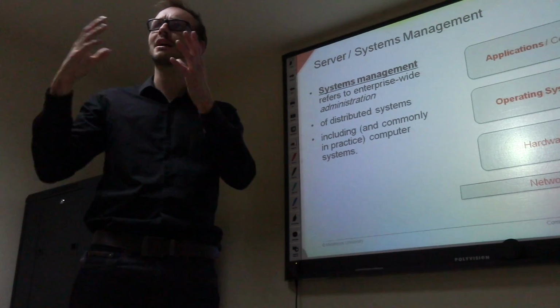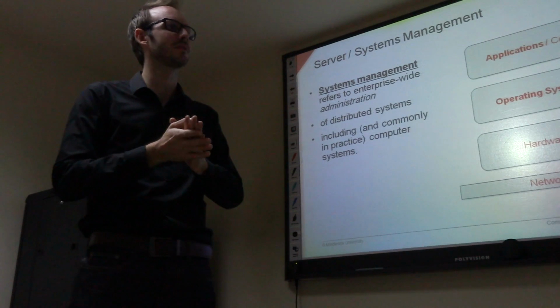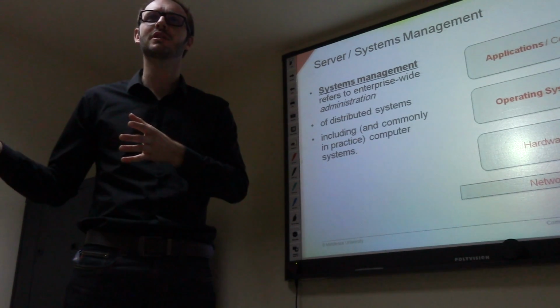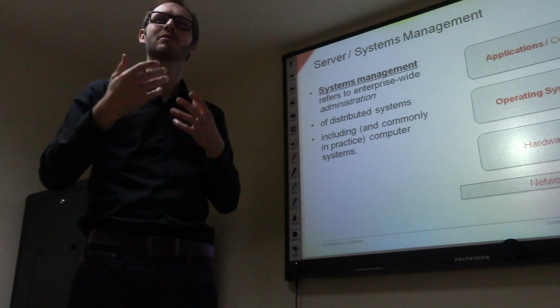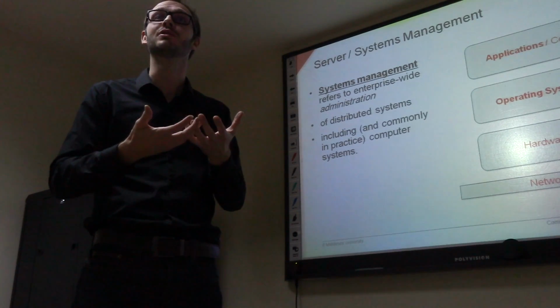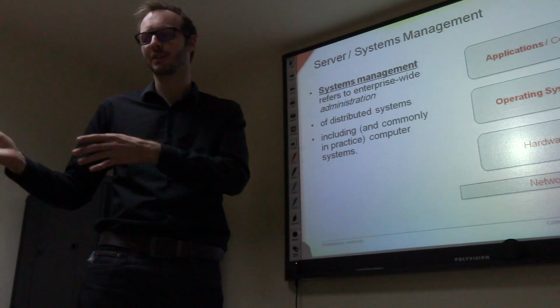What we're starting to get nowadays with software-defined infrastructure is both the developers and the infrastructure managers working together to get a product working.